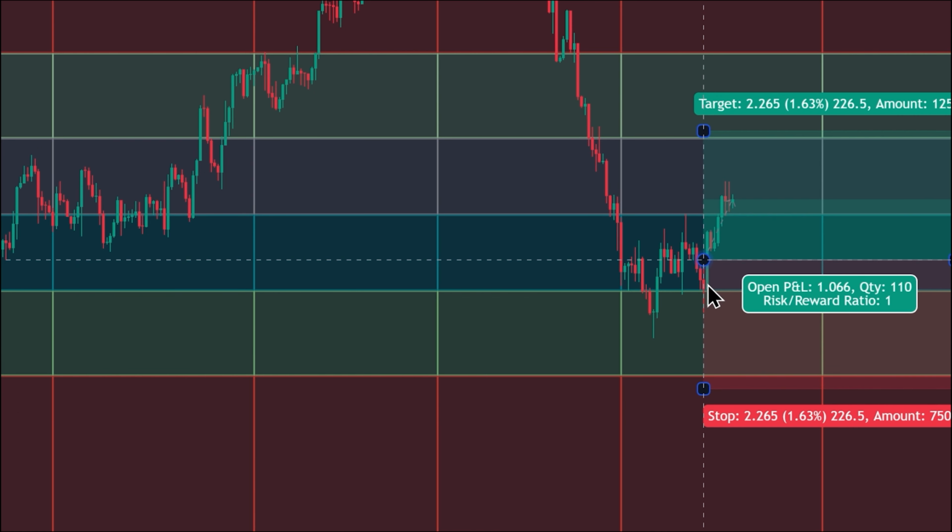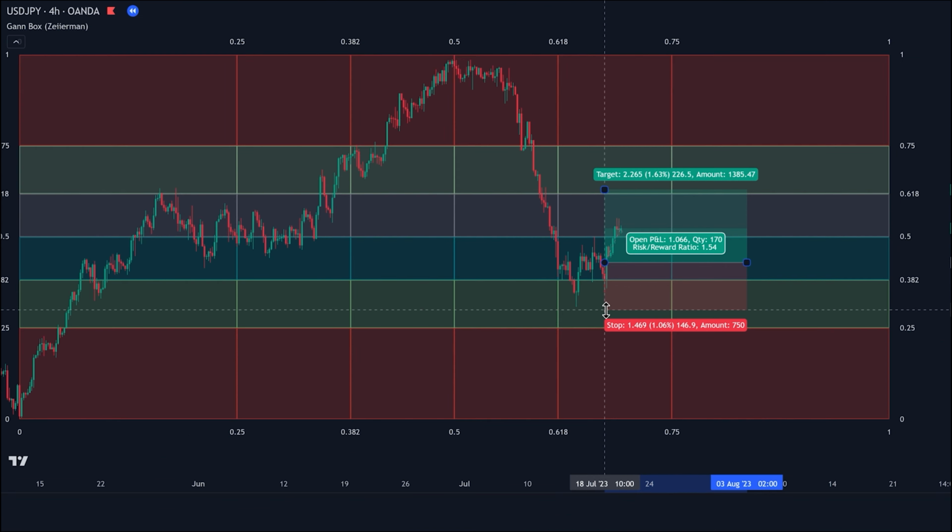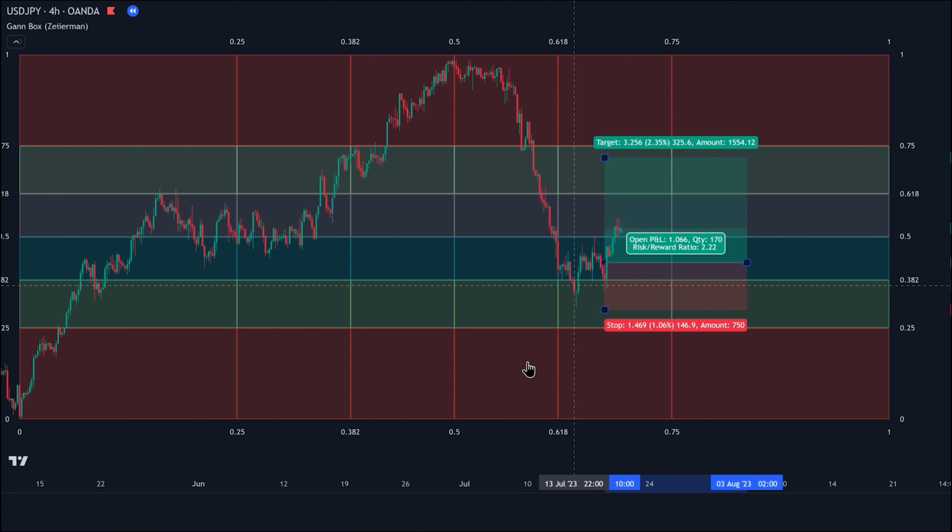Place the stop loss slightly below the most recent support level identified by the Gann box. Target a 2 times risk to reward ratio. Now let's see how the trade plays out.